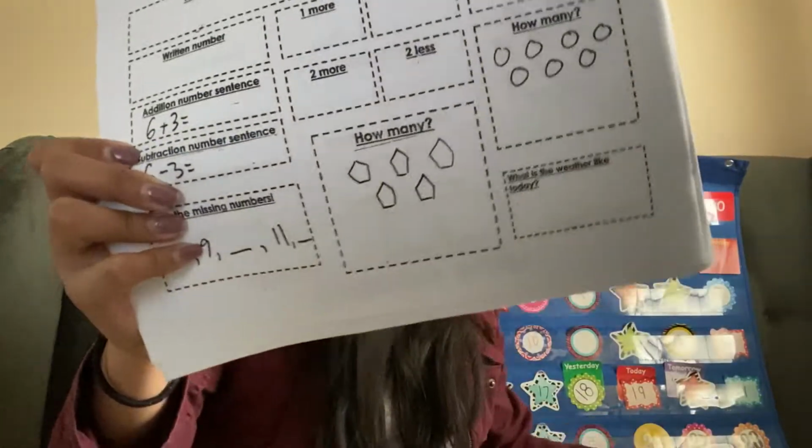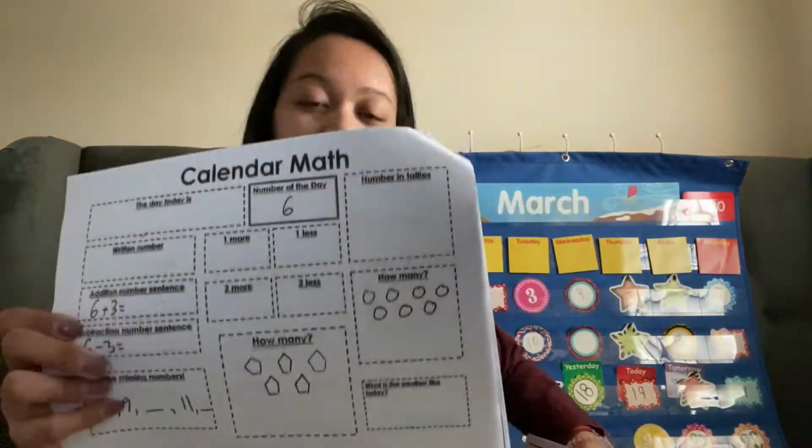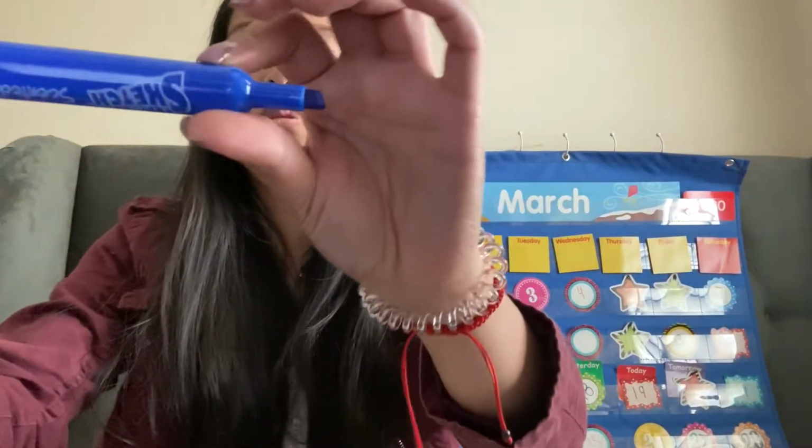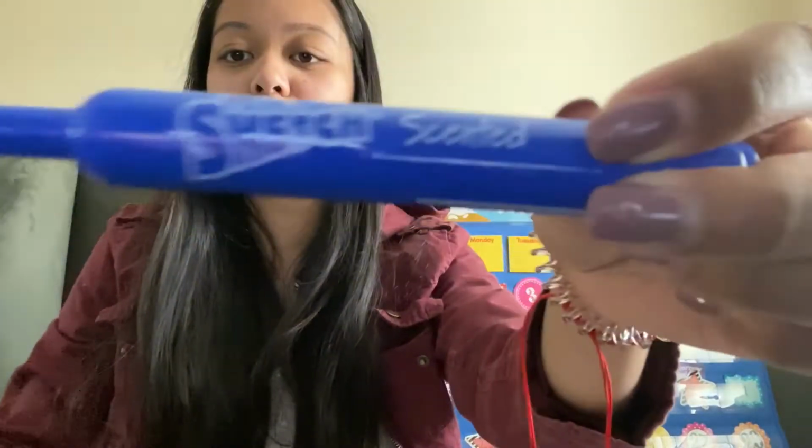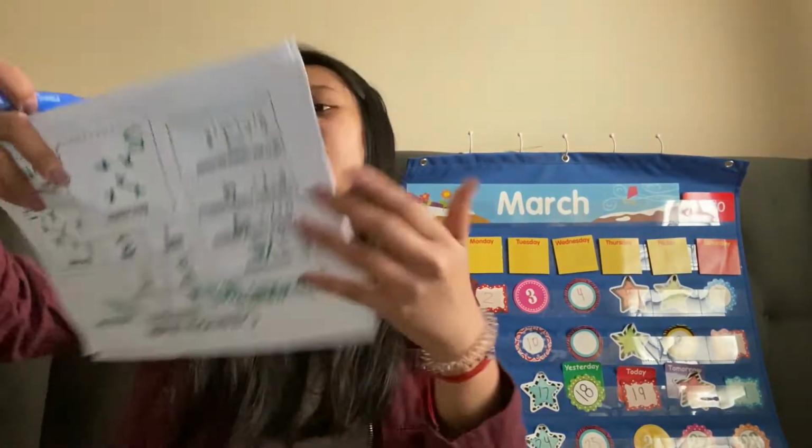So I'm going to take my marker and fill that out. Oh wait, not that one. Right here I have my blue marker. And this one over here smells like blueberry. This is the scented markers. So I'm going to write Thursday, March 19, 2020 right here.